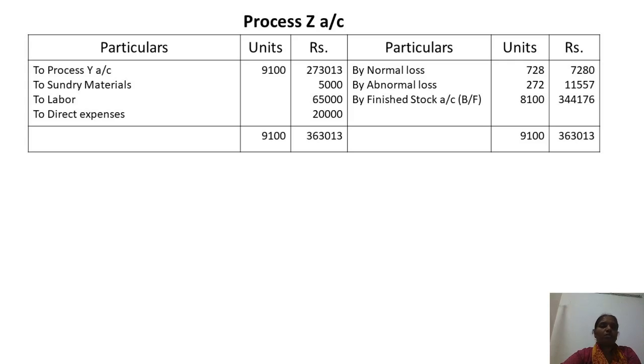So now everything will be settled except the finished stock balance amount. That amount becomes the balancing figure. How to calculate that? That is 3,63,013 minus 7,280 minus 11,557. We get 3,44,176. So with this answer, we have completed the process loss account. In the same way, we have to find out the other problems. For that, we have to refer to the other problems.